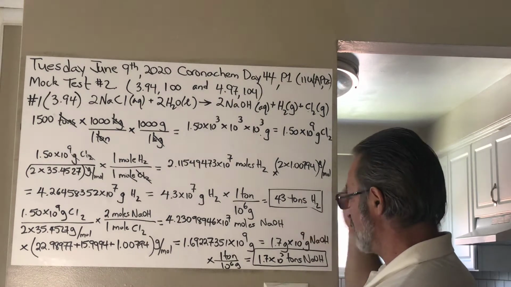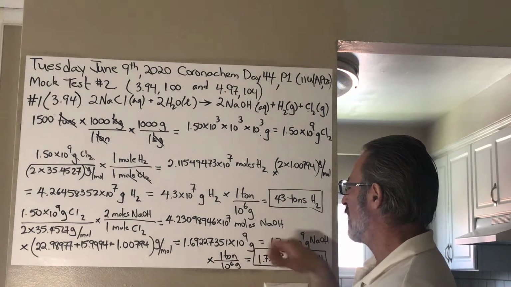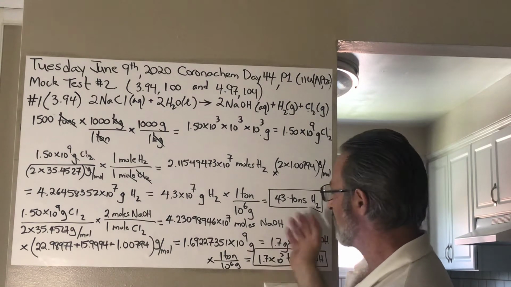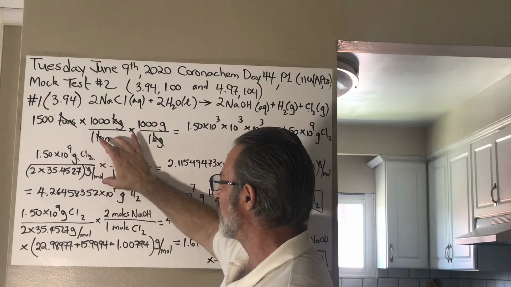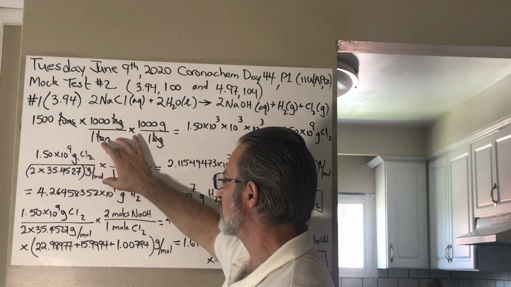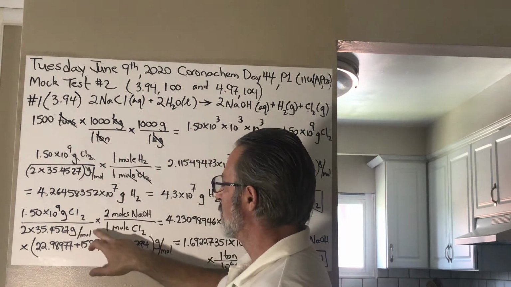Now, to calculate the second part of the problem, they're asking you to see how many grams of sodium hydroxide is produced, or how many tons. So again, I forgot to write down how many moles of chlorine gas was produced. So I have to redo that part of the calculation, no big deal. So I did that here.